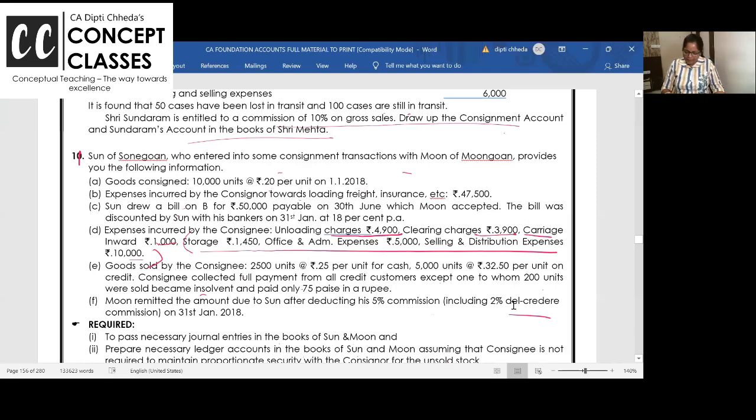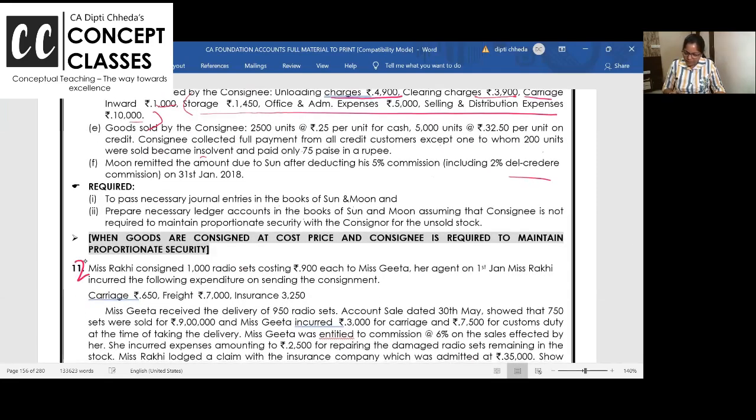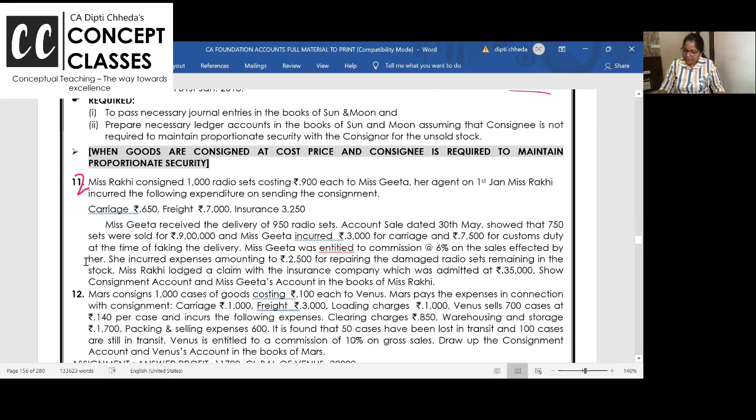प्रॉब्लम नंबर 12 पढ़ते हैं साथ में. Rakhi consigned 1,000 radios at 900 to Geeta, her agent. Rakhi's expenditure is given. Geeta received 950, indicating 50 units are lost in transit. Account showed that 750 sets were sold and Geeta incurred 3,000 for carriage, 7,500 for custom duty.